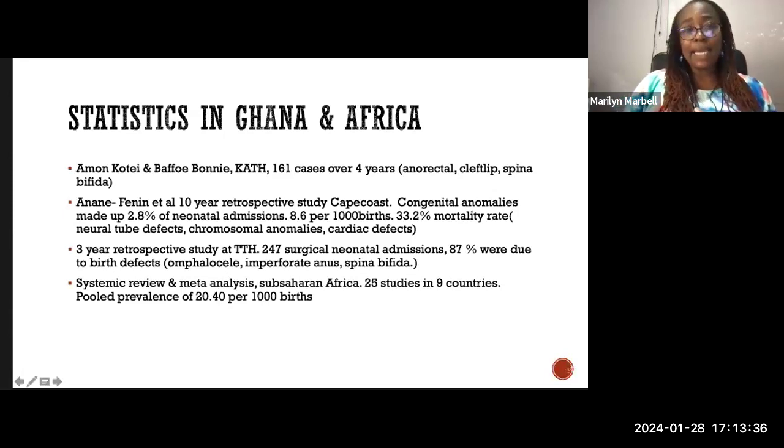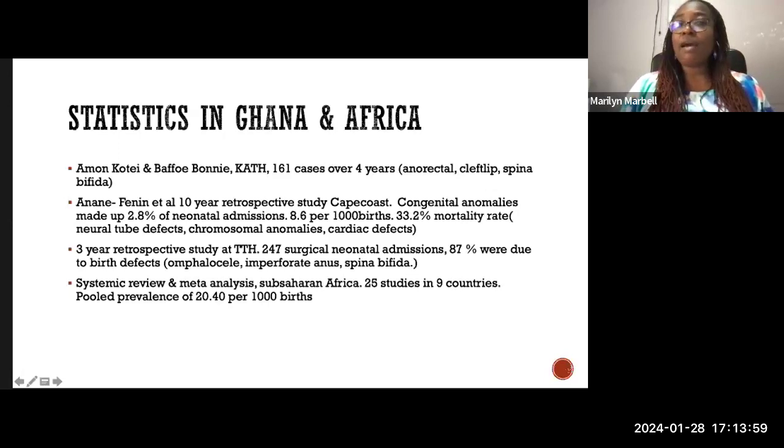Then in Tamale, the surgical neonatal admissions, they looked at 247 cases in a period of 3 years. And out of these 247 cases, 87% were due to birth defects. Birth defects like omphalocele, imperforate anus, spina bifida.